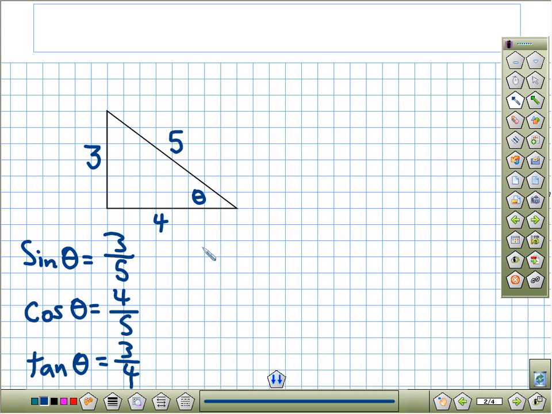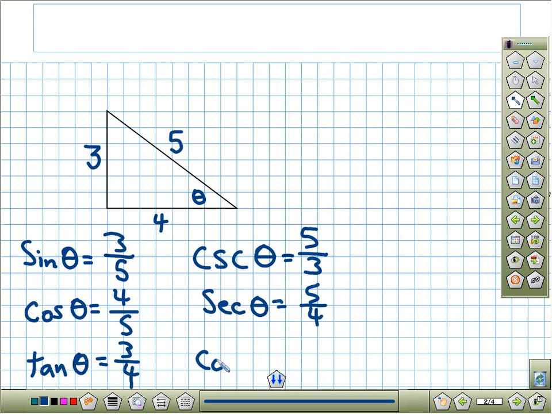Okay, now let's look at cosecant. The cosecant of theta. What would be the cosecant? 5/3. Okay, good. Now what about the secant of theta? 5/4. And the cotangent? 4/3.